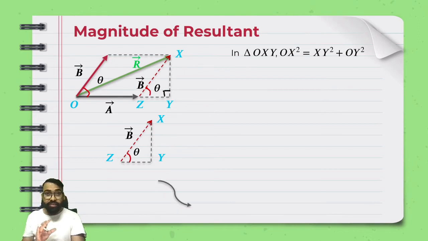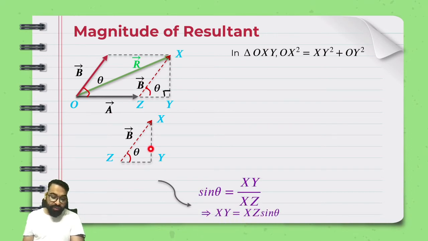Next thing that you'll do is that if I want to write sine theta and cos theta in this triangle, sine theta is given as perpendicular divided by hypotenuse. So sine theta is perpendicular xy divided by hypotenuse xz. This means I can get this xy length as xz into sine theta. I know this xz is b. So this xy becomes actually b sine theta.